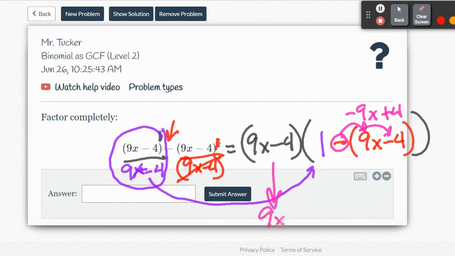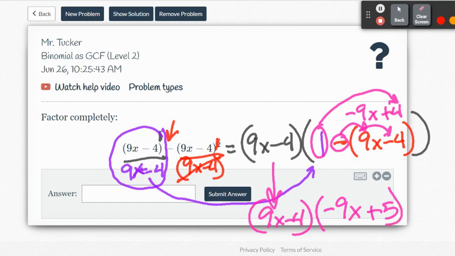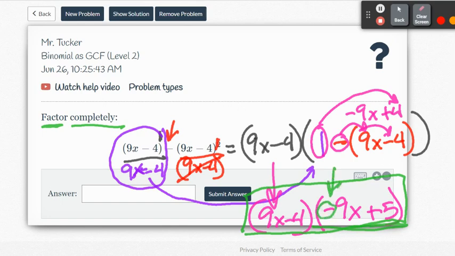9x minus 4 times, and then it's 1 plus the 4 to get 5. So negative 9x plus 5. Now the problem says factor completely. It's a little bit of an ambiguous directive here when we're saying completely, because I would say this is done, but some textbooks want you to go ahead and pull out a negative because there's a negative in front of that leading term inside this one factor. So it's kind of open for interpretation, but we'll go ahead and factor the negative out also.